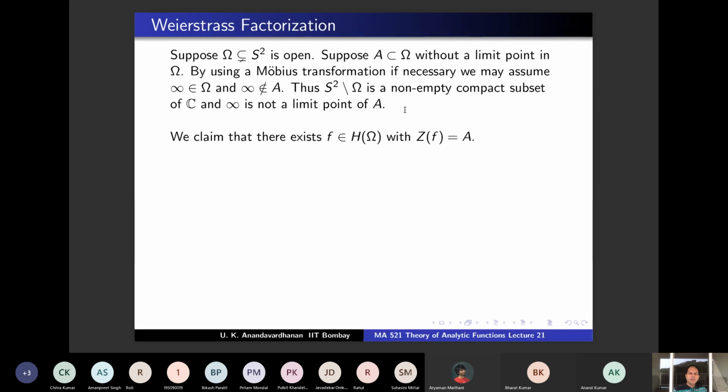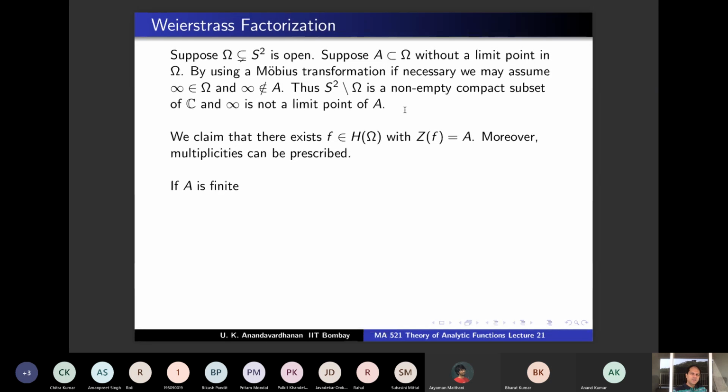Now we are going to claim that there exists f in H(omega), a holomorphic function on omega, with zero set of f being precisely A. Moreover, multiplicities can be prescribed. So what is the meaning of this? Associated to alpha in A, there is a number m alpha which you have given, and I'm going to claim that f has a zero at alpha of order m alpha.